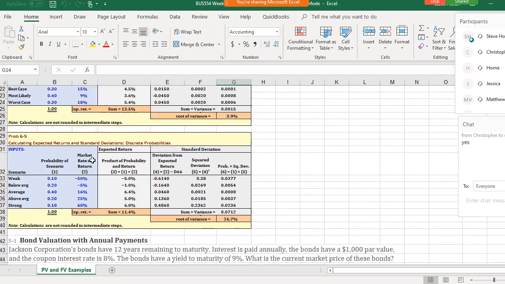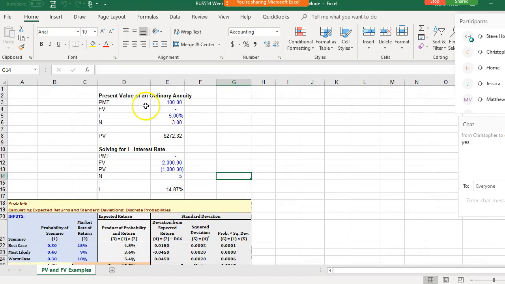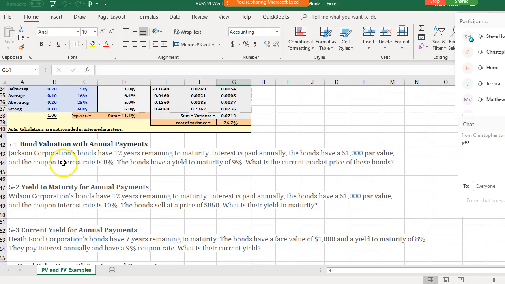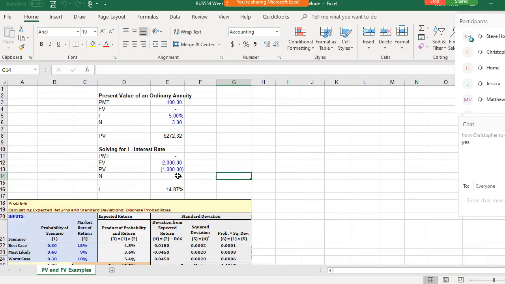I'm going to show you the section up here, and we're going to come back and look at this quite a bit. Present value of an ordinary annuity: all bonds are ordinary annuities, if that helps. Let's go back to the question. We've got 12 years until maturity. Interest is paid annually. Bonds have a $1,000 par value. The coupon rate is 8%, and yield to maturity is 9%. That's the inputs. We'll come back and solve for those up here.